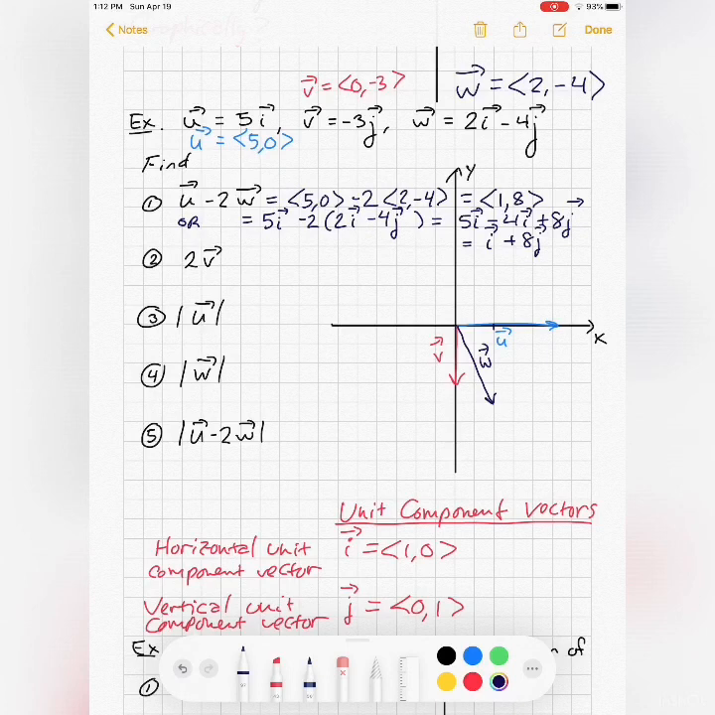Okay, so this vector, u minus 2w, I could either write it in component form or equivalently in terms of i and j. Same thing, different notation. So that would depend on if the instructions ask me for something specifically. So I don't know if I need to graph that. I mean, I just go right 1 and up 8. Let's look at twice v here.